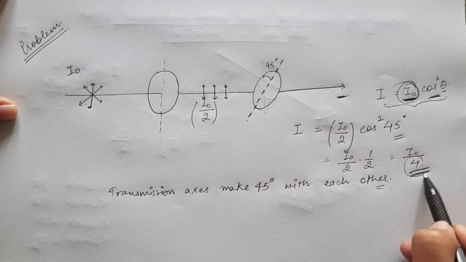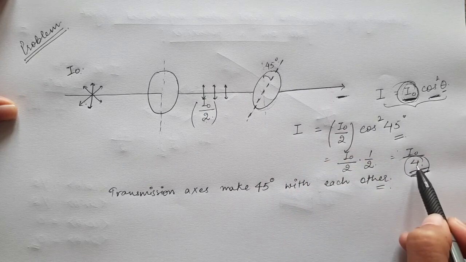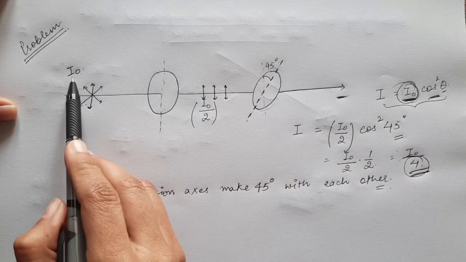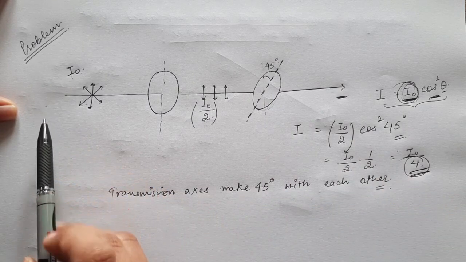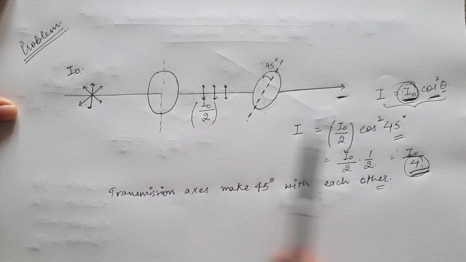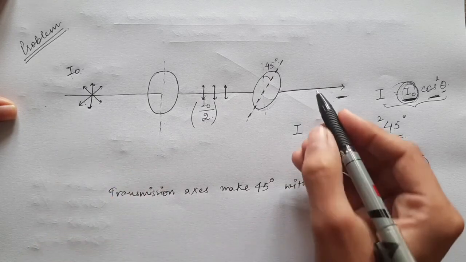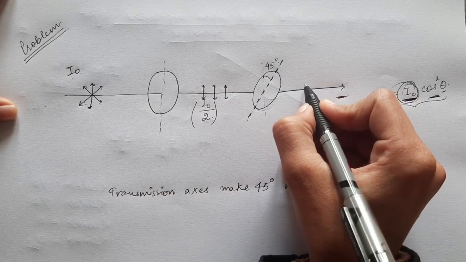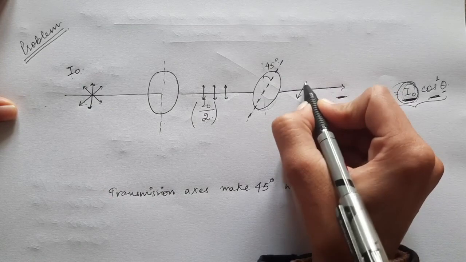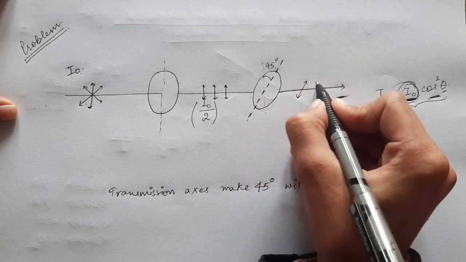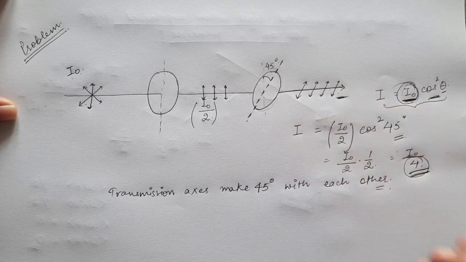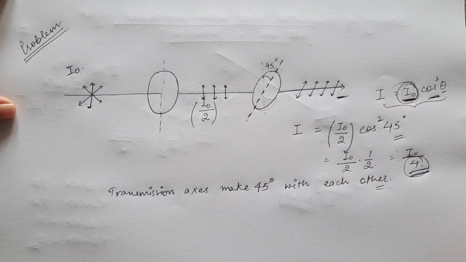So intensity will reduce. It will become 1/4 of I0. I0 was the initial intensity over here. So the final intensity of the light will be a quarter of the initial intensity. And what will the light look like? What will be the vibrations? They will be aligned along the transmission axis. So the plane polarized light will look something like this. This is the resultant light which is coming out of the second polarizer.